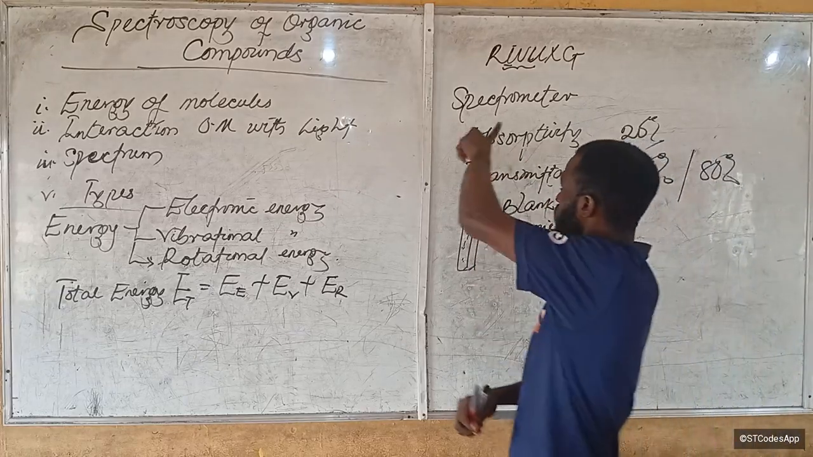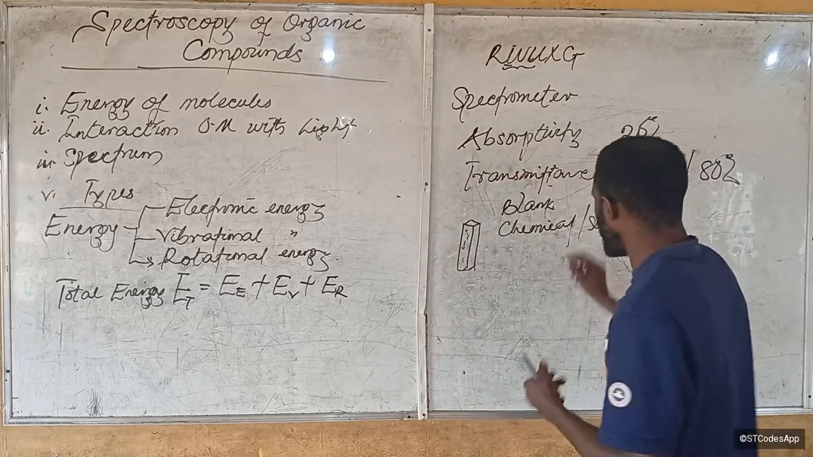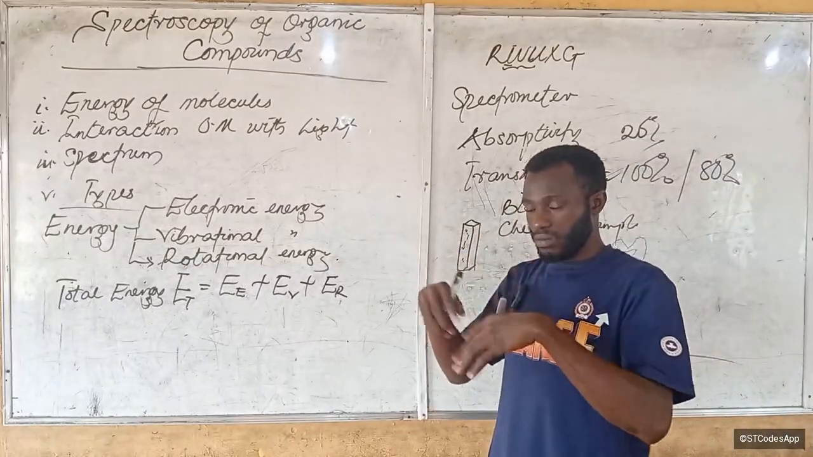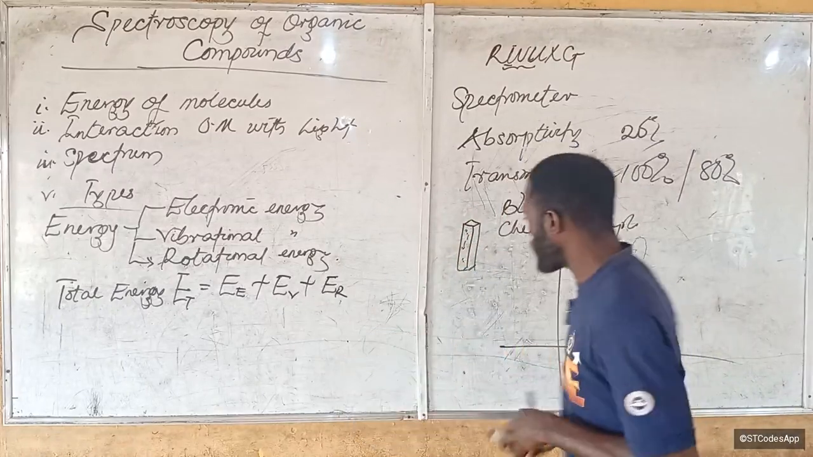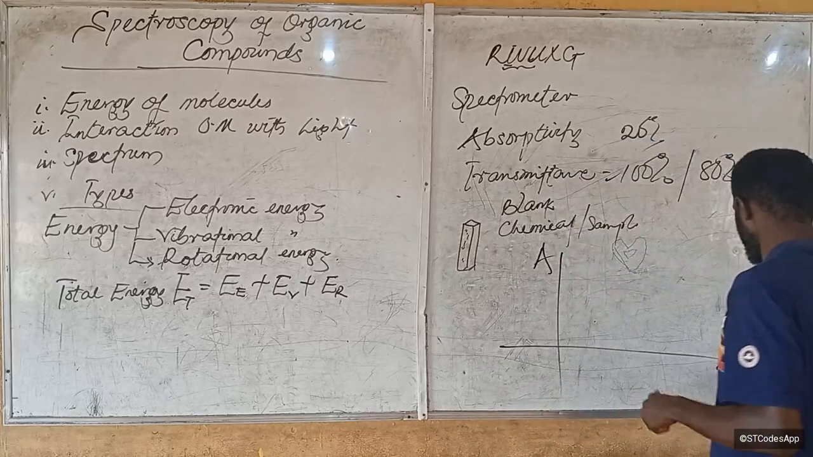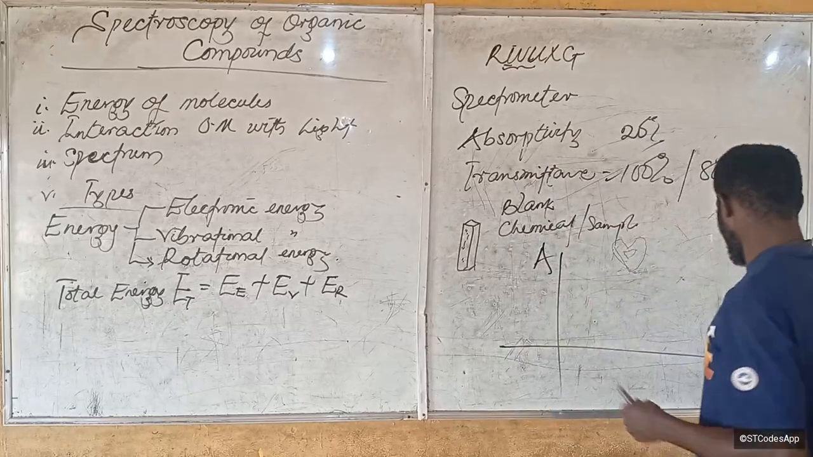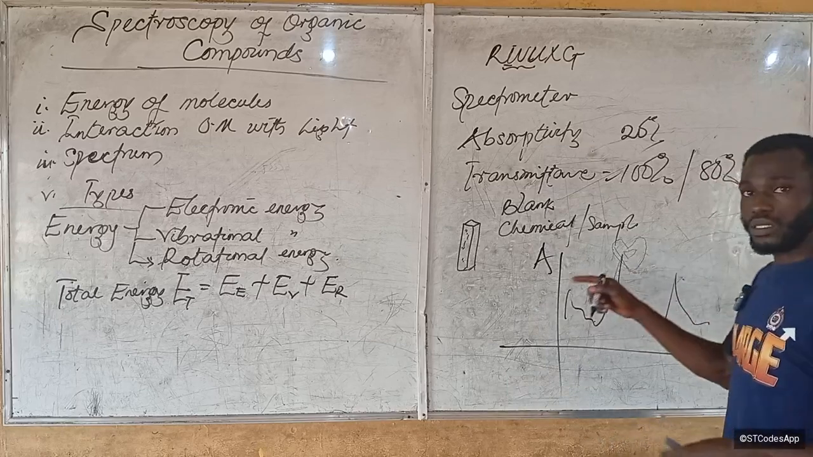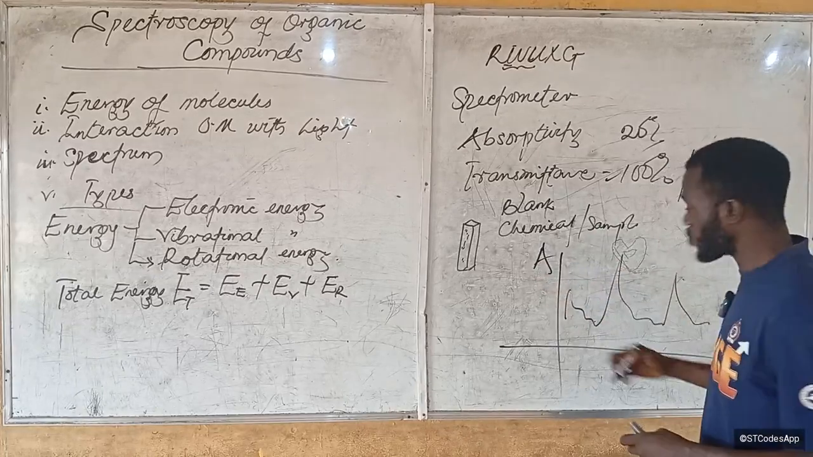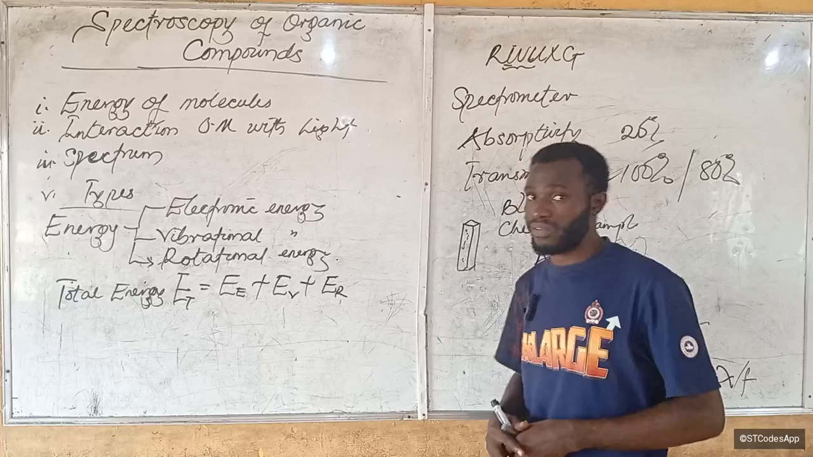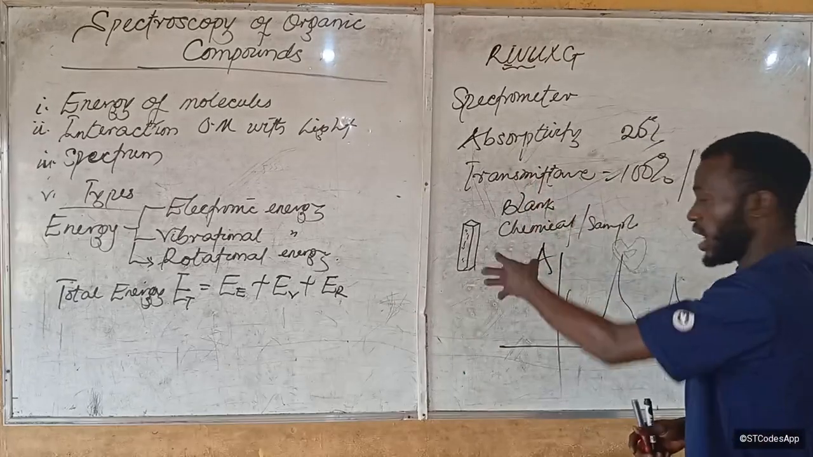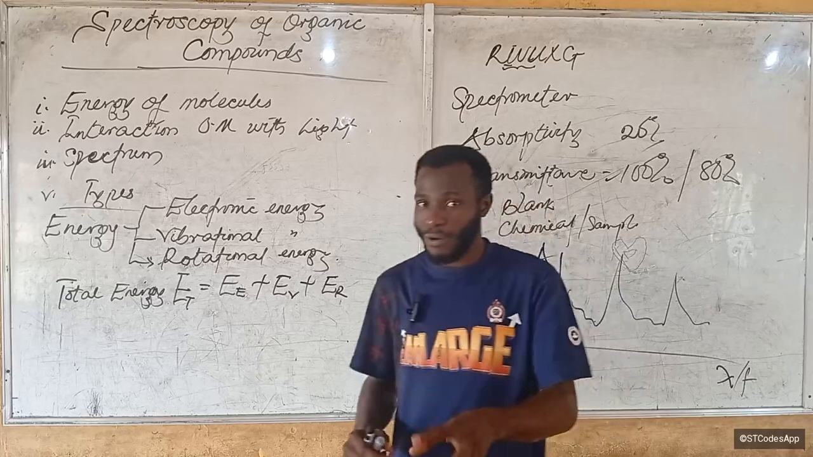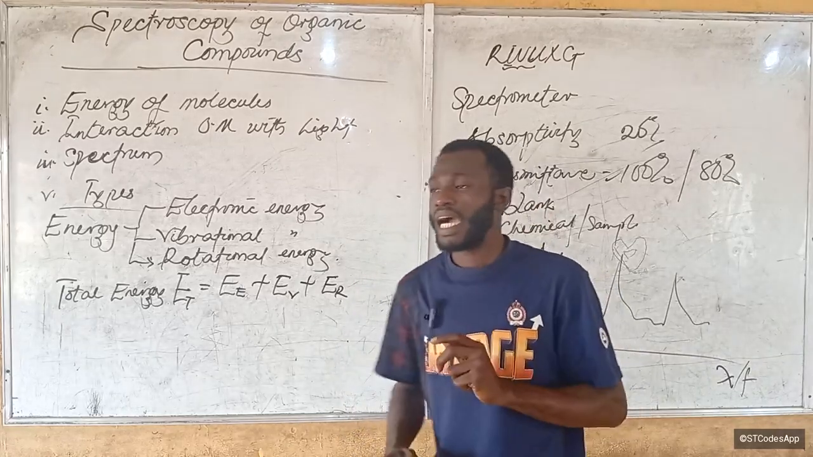So what the spectrometer is able to do is give you, on the digital display, a graphical representation of the absorption against the wavelength of light, sometimes frequency also. It gives you a graph of the absorption that took place against the wavelength of light that came into the chemical. And this graph is usually unique for every organic compound.